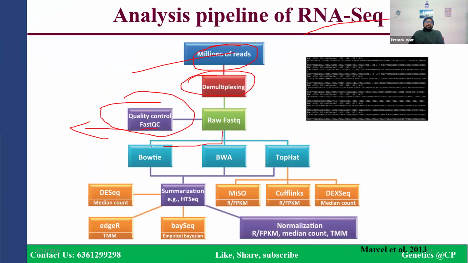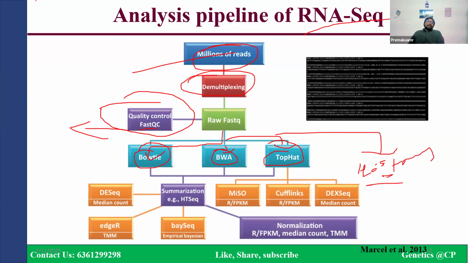Yesterday, in the practical, I showed how to use FastQC to check the quality of the bases. Then after that, you have to go for alignment. For alignment, different tools are used. Either you can use TopHat, BWA aligner or Bowtie aligner, or nowadays we are using HISAT. Normally I used HISAT. Okay, this is for alignment. This is for quality check.